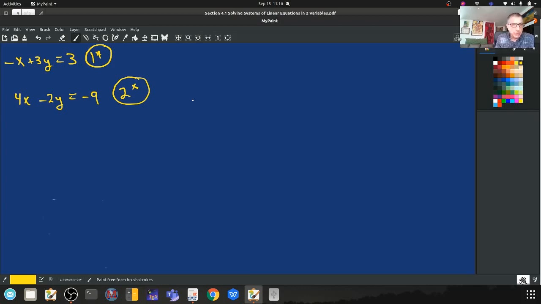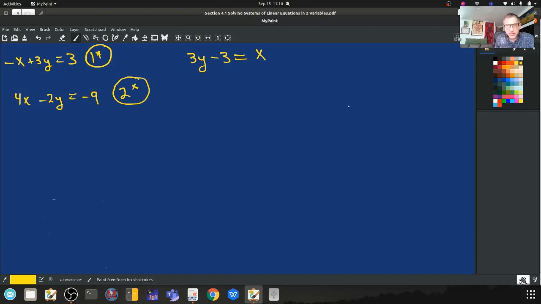So let's choose equation number 1, because we've almost solved for x. All I have to do is move the 3y across the equal sign. It becomes minus, and then move the 3 to the other side. So I get x is equal to 3y minus 3. I'm done. I've solved for x.